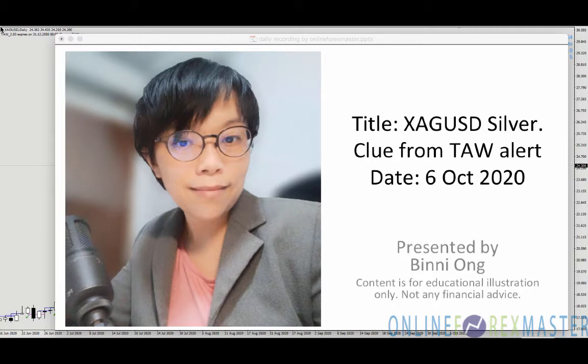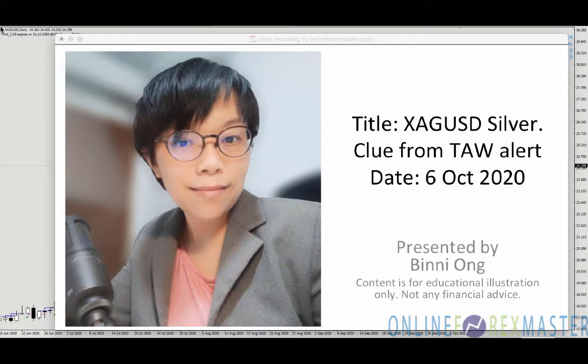Today we are looking at silver, XAG USD. I'm just going to talk about how to use the Tor alert. If you subscribe to the Telegram signal, you're going to receive the Tor alerts every day. There's a long list, but it's going to shortcut a lot of searching for you.